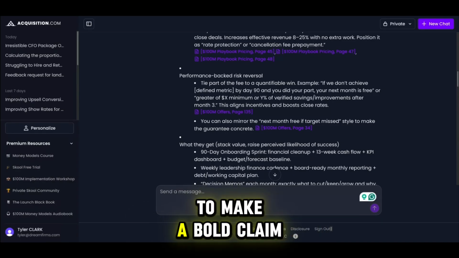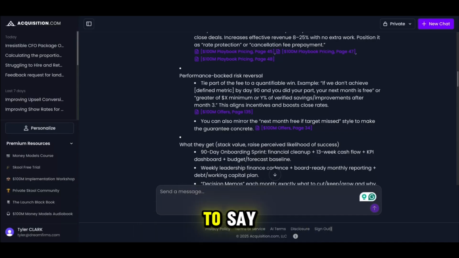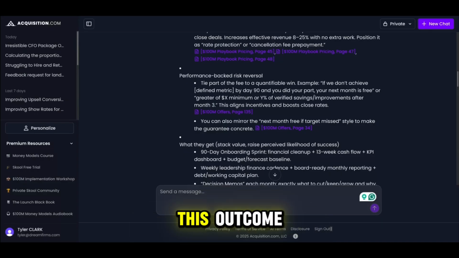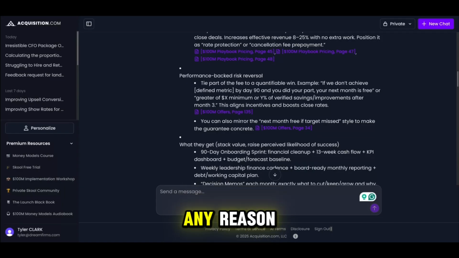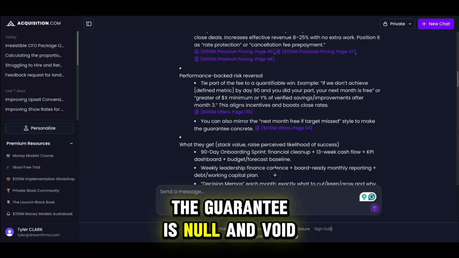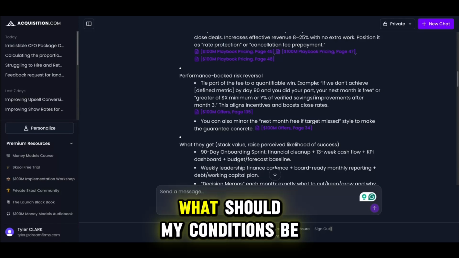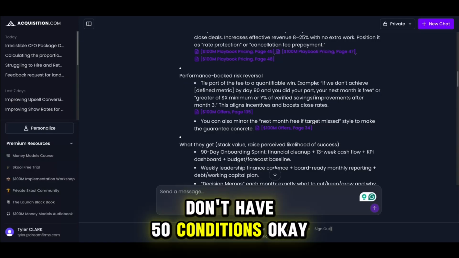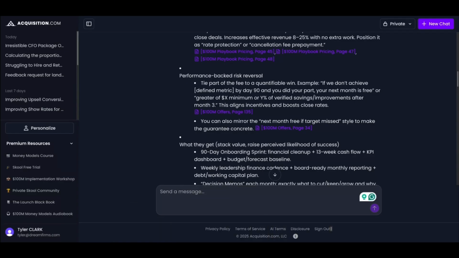So again, if you're going to make a bold claim, you have every single right to say these are the conditions that must be met in order to achieve this outcome. And if you fail to meet any of them for any reason, the guarantee is null and void. You have the right to say that. And so here's a good way to go through and ask, what should my conditions be? Just a quick heads up, don't have 50 conditions, okay? You can have as many as you want, but I honestly recommend no more than 5 max.